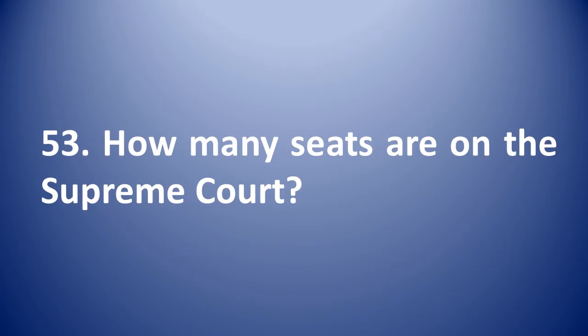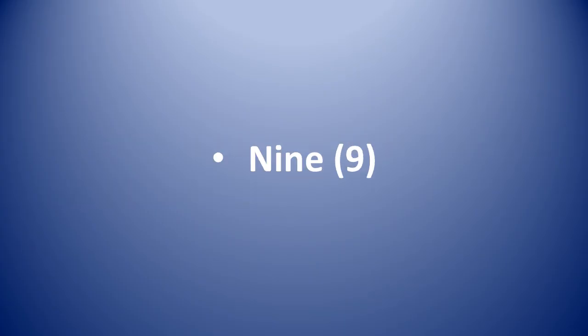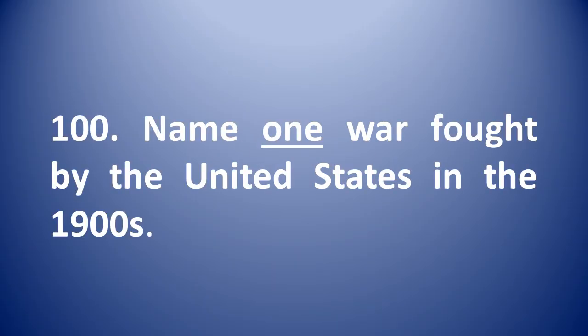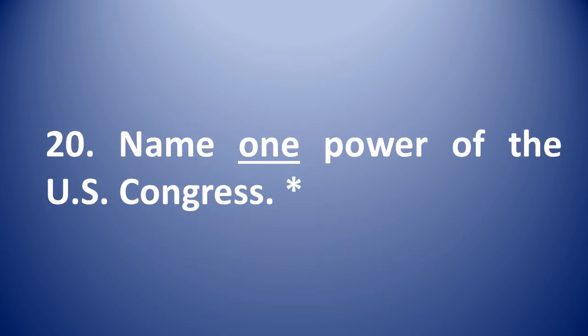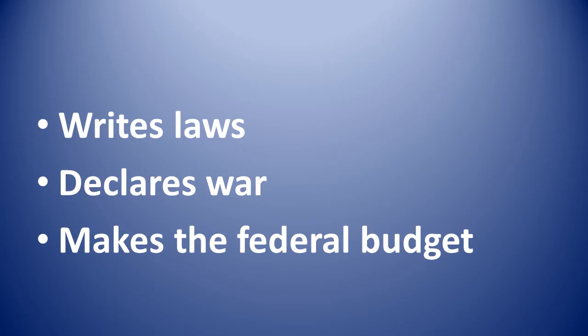How many seats are on the Supreme Court? 9. Name one war fought by the United States in the 1900s. World War I. Name one power of the U.S. Congress. Write laws.